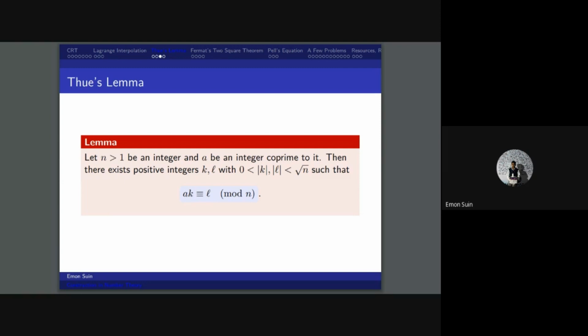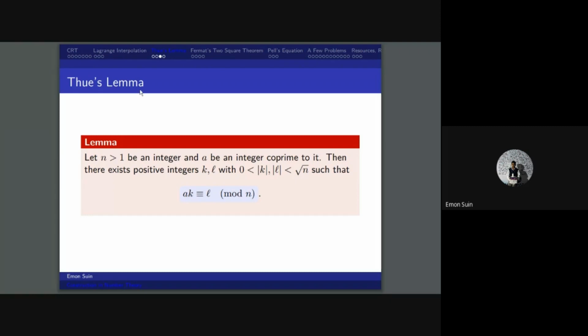So am I clear why we are taking these absolute values, and why we couldn't just write that positive integers k and l with 0 less than k and l less than root n? Yes. So I'm clear, right? So that means we can remove these positive integers, and we'll write 0 less than absolute value of k, absolute value of l, which is less than root n, such that ak is congruent to l mod n. So now the proof.